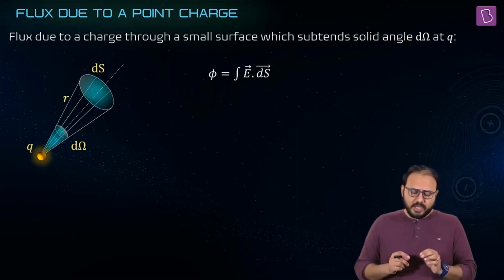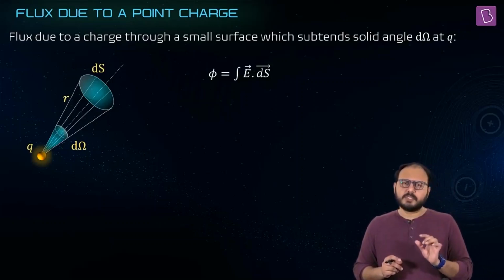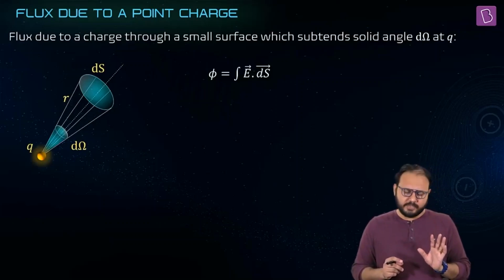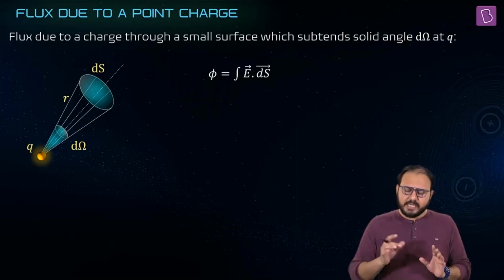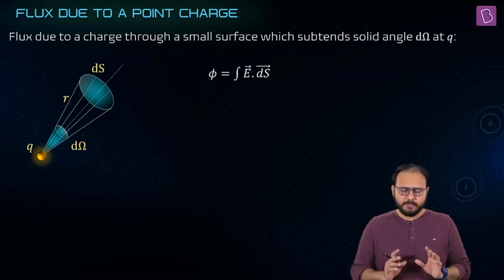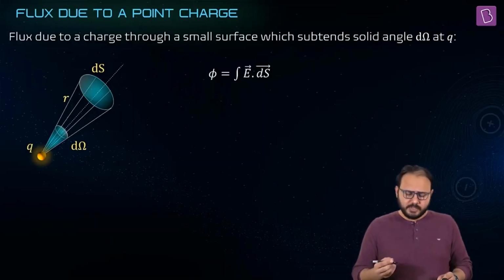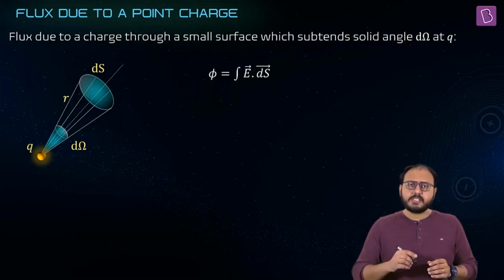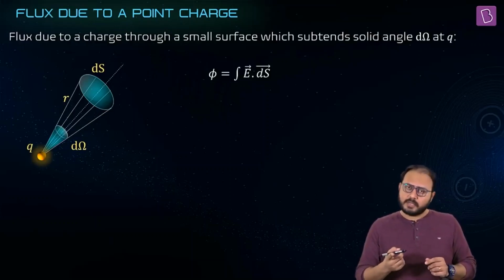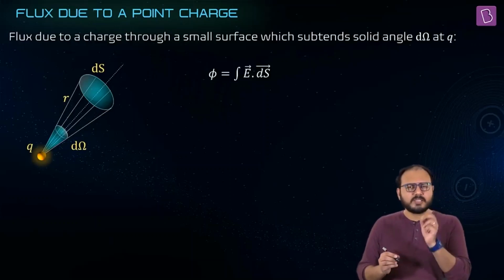Flux due to a charge through a small surface. Let's talk about only a small surface right now, which subtends solid angle d omega at q. Very small surface. So d phi in total is the integral of E dot ds. Correct. But here we're talking about very small flux.